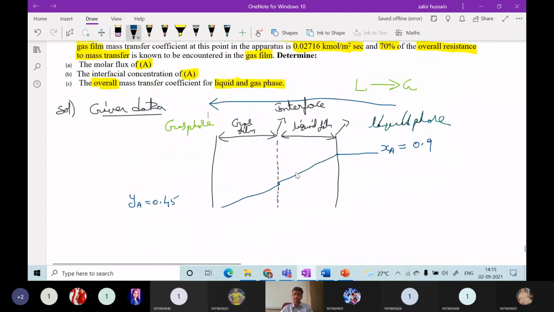Then this is the interface. So the interfacial concentration of component A in the liquid is XAi, and the interfacial concentration of component A in the gas phase is YAi.